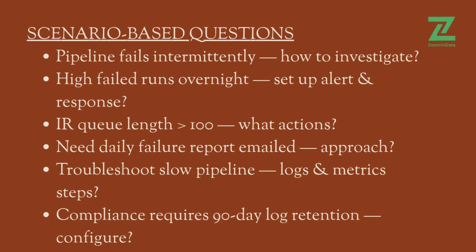You need a daily failure report emailed to the team. What's the best approach? A pipeline is running slower than expected. Walk through the logs and metrics steps to troubleshoot. And for compliance requiring 90-day log retention, how would you configure it?